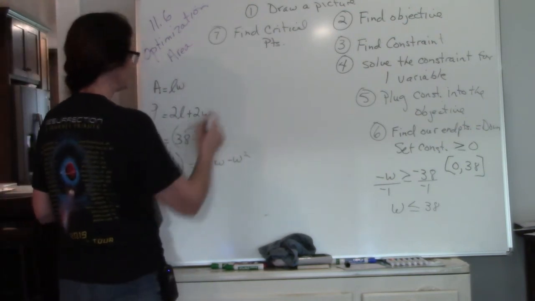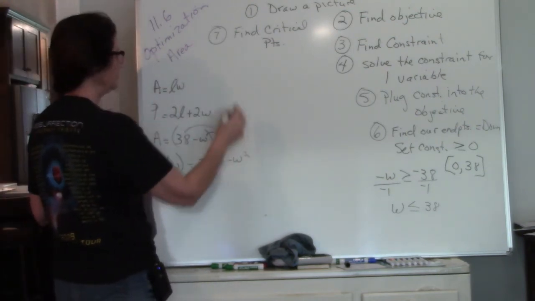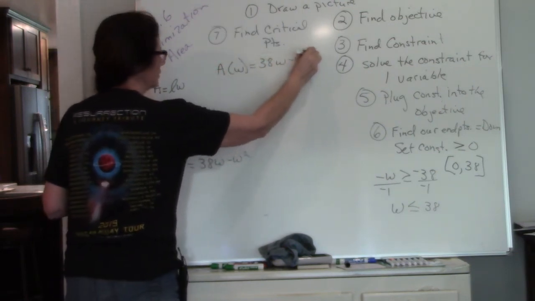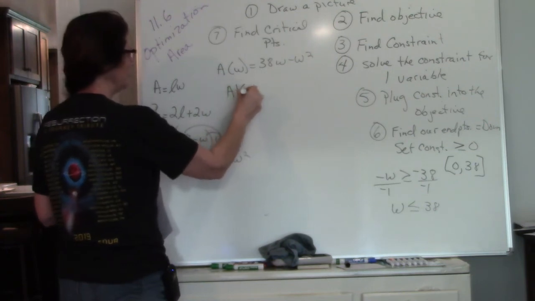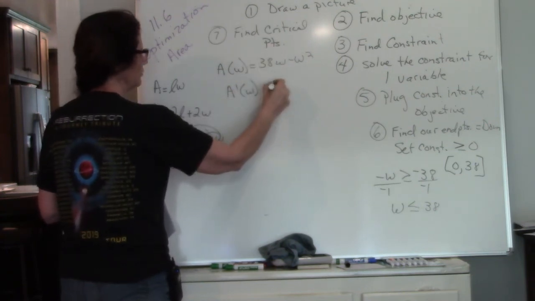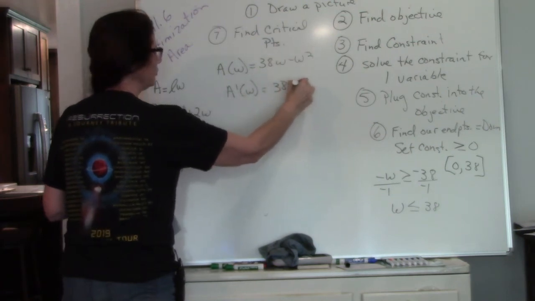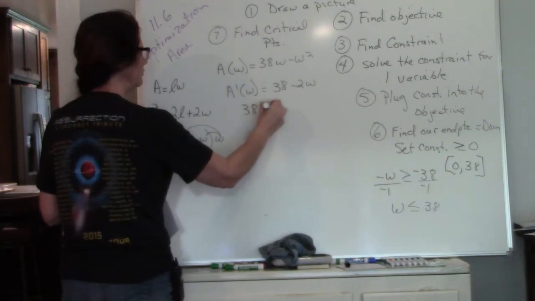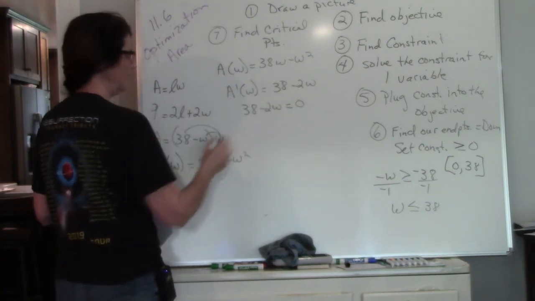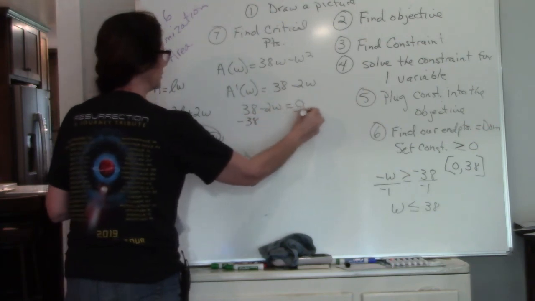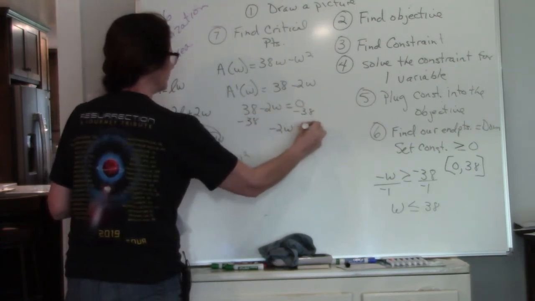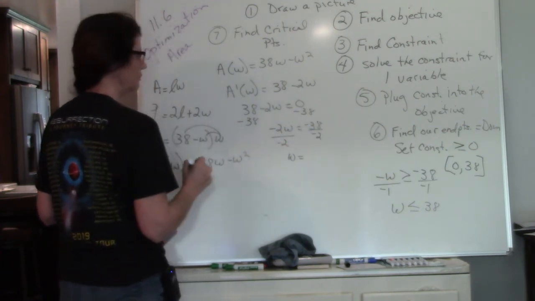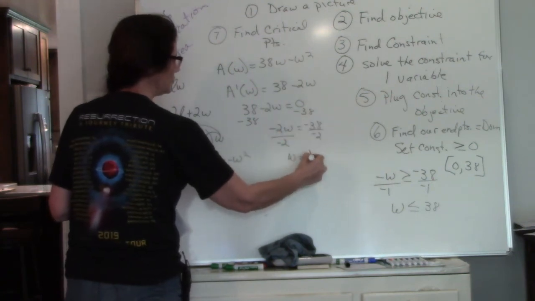All right, so there's our original function. I'm going to find my derivative. Drop that 1 to the front, 38. Drop the 2 to the front and subtract. There's my derivative. I'm going to set my derivative to 0 and then solve. Divide both sides by -2, and I get my width is going to be 38 divided by 2, which is 19.